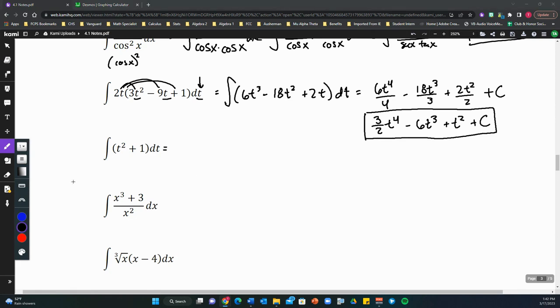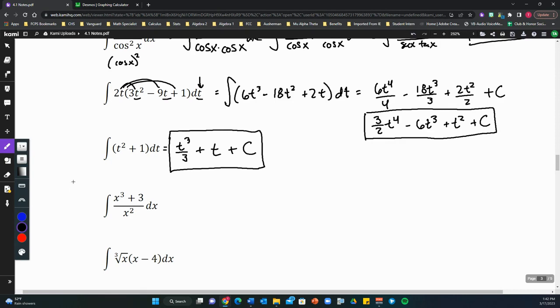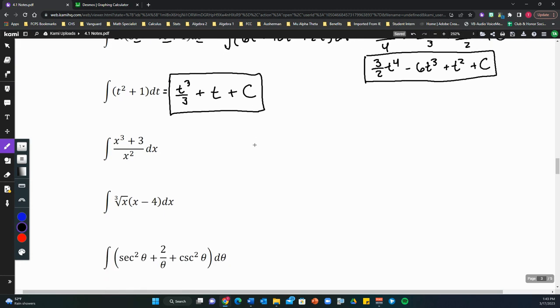All right, this next one, it's pretty straightforward. There's actually no rewriting needed to do to this one. Everything's there that I need. So t squared will just simply become t cubed over 3. And then again, that constant just becomes 1 times the variable of our input, so plus t and then plus c. So they're not all super crazy or require extra stuff.